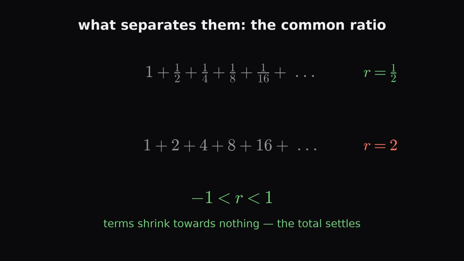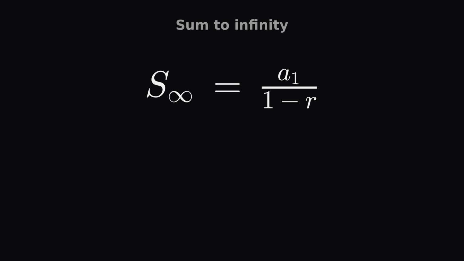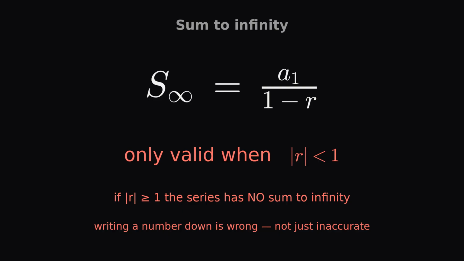If r is a fraction between -1 and 1, each term is smaller than the last. The terms shrink towards nothing, and the total settles down. Otherwise, it doesn't. Here's the formula. S infinity equals a1 over 1 minus r, and that condition written next to it is not optional. The absolute value of r has to be less than 1. If it isn't, this series has no sum to infinity, and writing a number down is wrong.